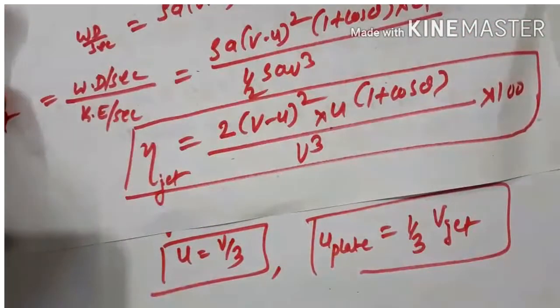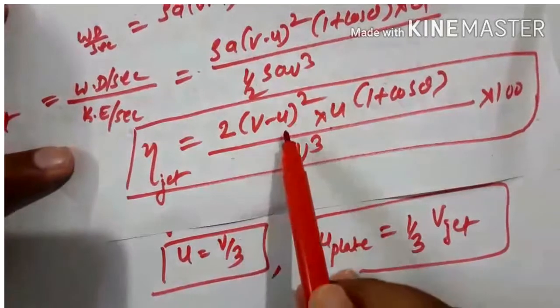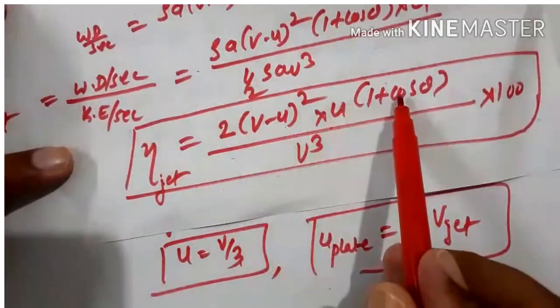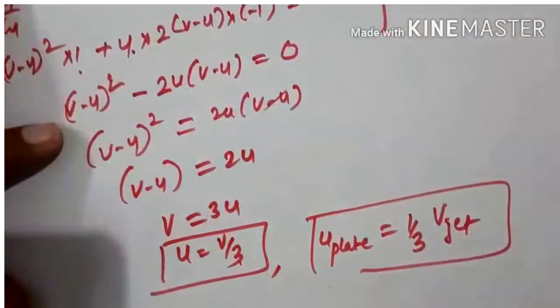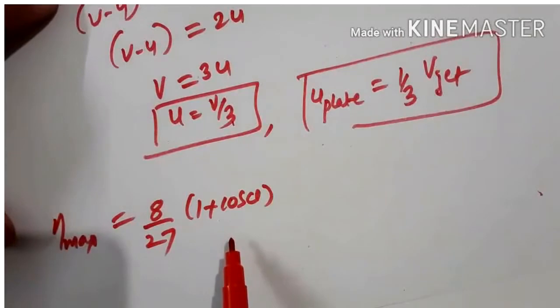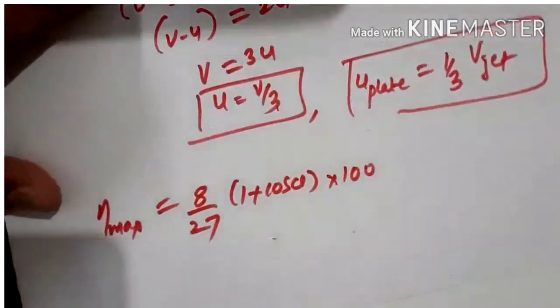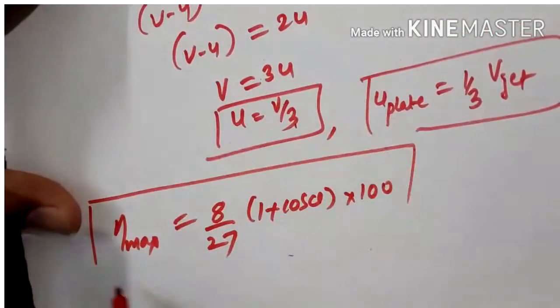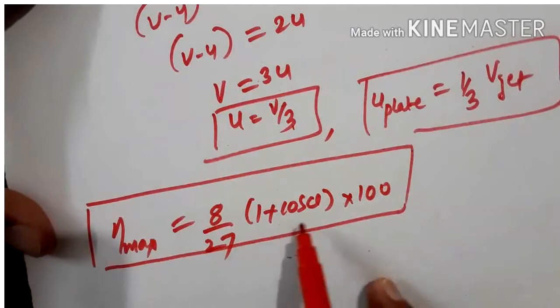Look at this equation. If I substitute the value of u here as v by 3, wherever u is there, you substitute v by 3 and simplify it. If you simplify it, you will get 8 by 27 (1 plus cos theta), then into 100. This is the maximum efficiency. So many times the question will be asked: prove that for a jet striking a single moving curved vane at the center, the maximum efficiency will be 8 by 27 (1 plus cos theta).